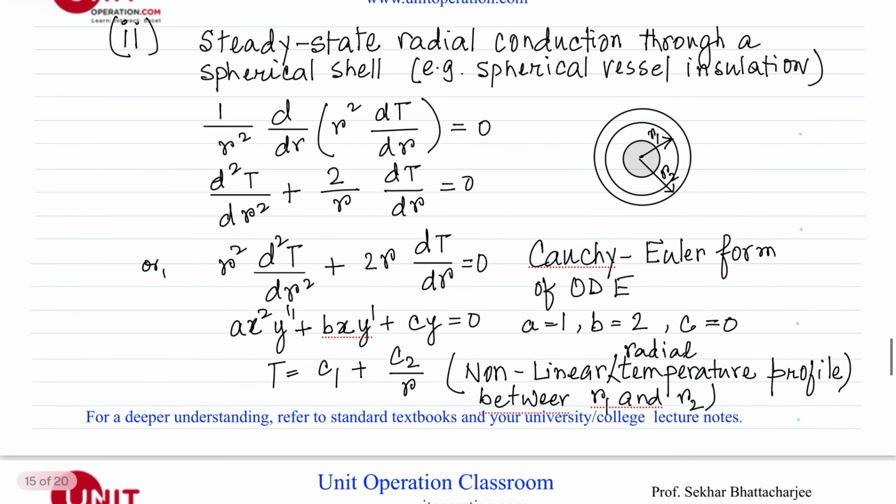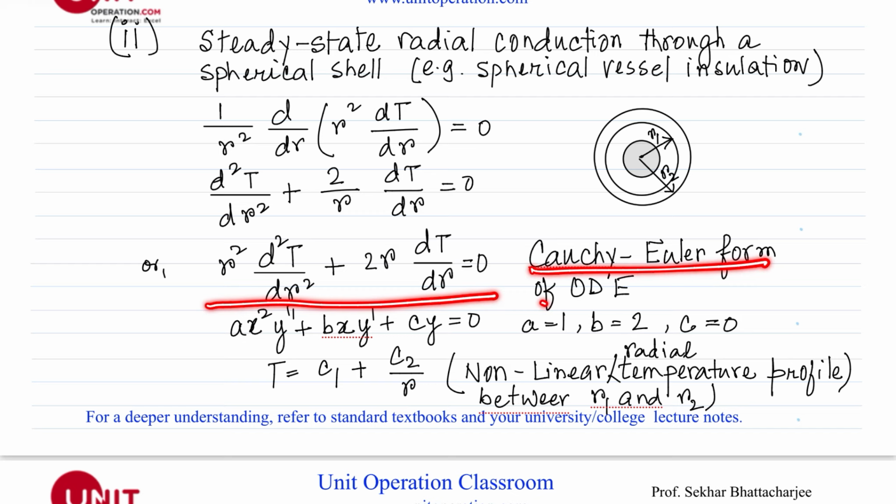Similarly, for steady state radial conduction through a spherical shell, this is the equation we get. And if we just expand on it, this is 1 over r squared times the derivative of r squared dT/dr, which is r squared times the second derivative, plus 2r dT/dr. And if we divide by r squared, this is what we get. So as you can see, this is the equation we get.